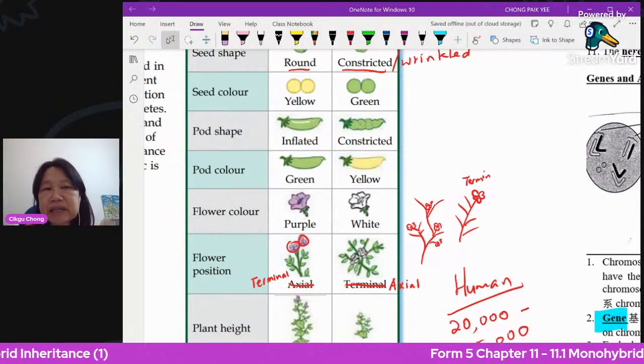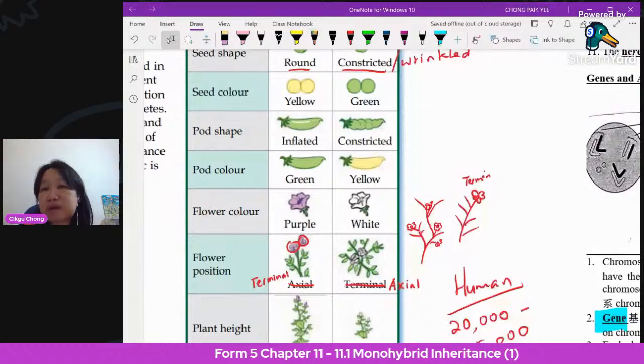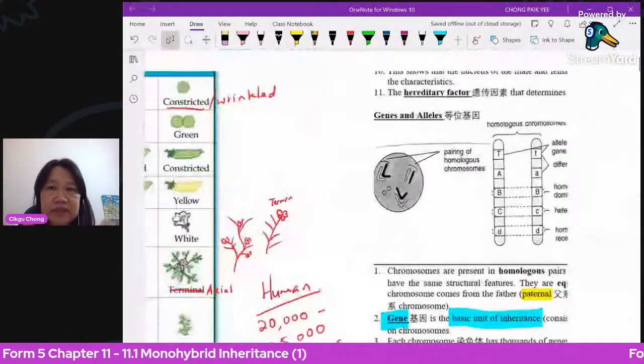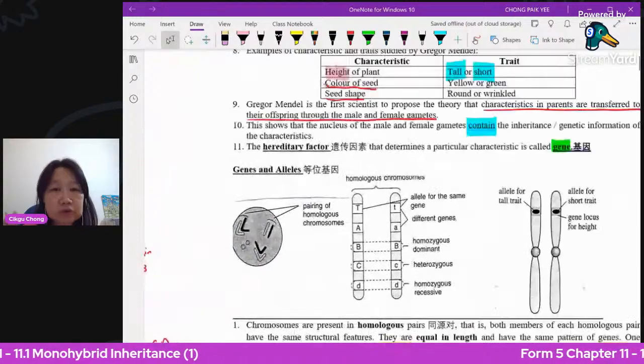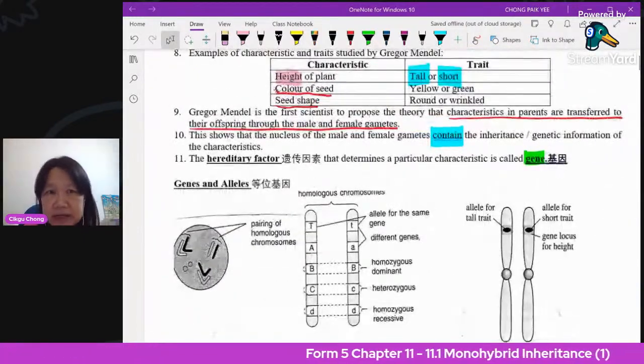We have Mendel's first law and Mendel's second law, which I will discuss with you in my next lessons. I'm not going to talk about it now because you wouldn't understand. You need to know the basics. The basics are today's lesson. So now we talk about Gregor Mendel.